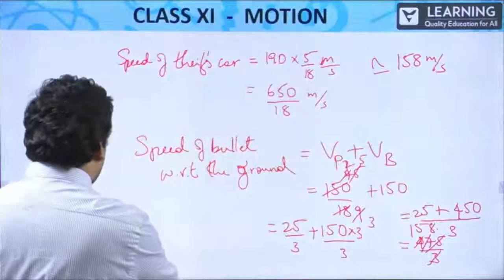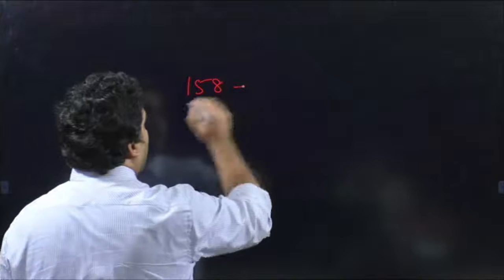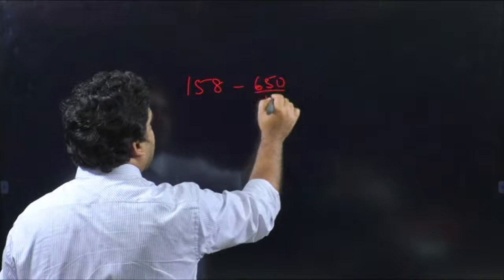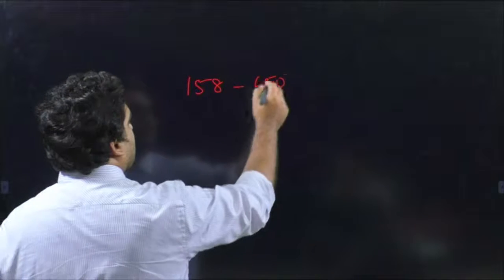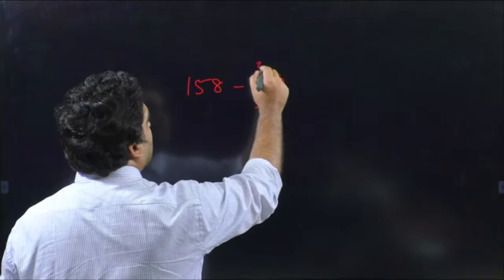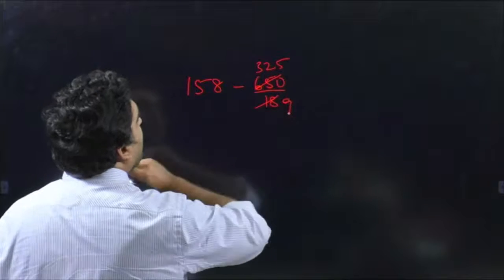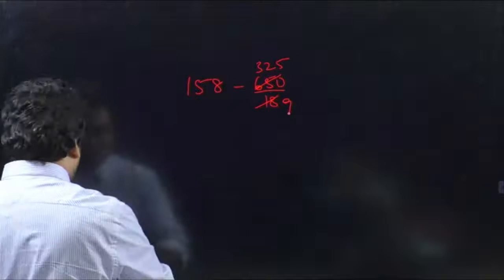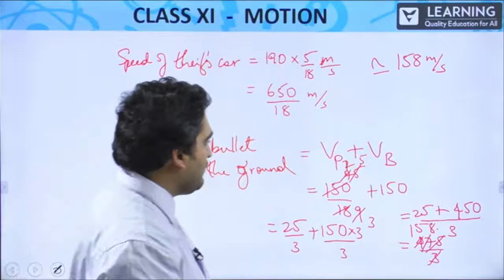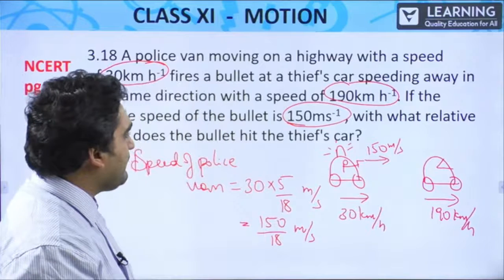So try this by yourself. I'll have a look at the numbers later. So you have 158 minus 950 by 18. First simplify these. Cancel by 2, and you can still proceed with 3. So try doing your best here and find the solution, and that will give you the answer, which is the relative velocity of the bullet which hits the thief's car.